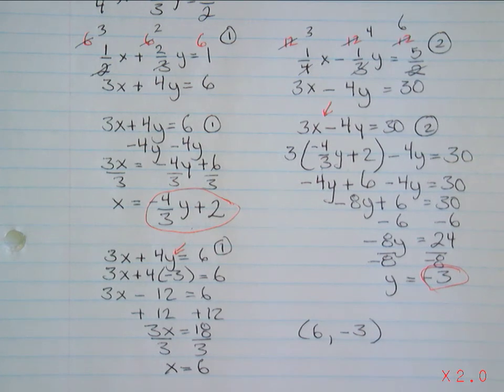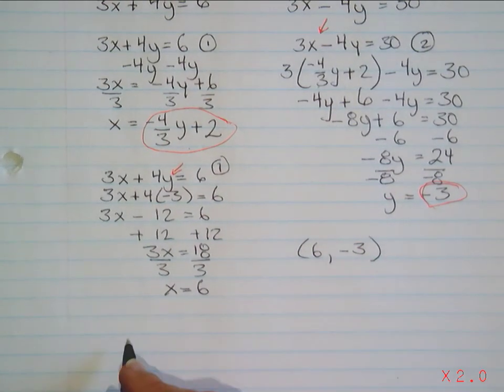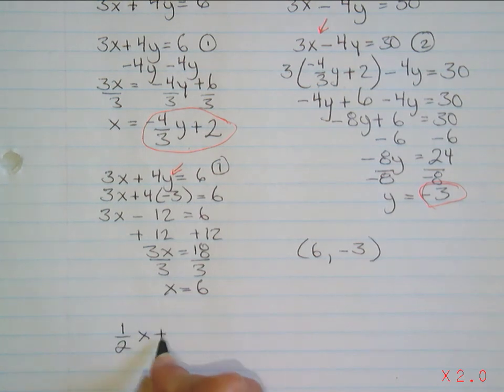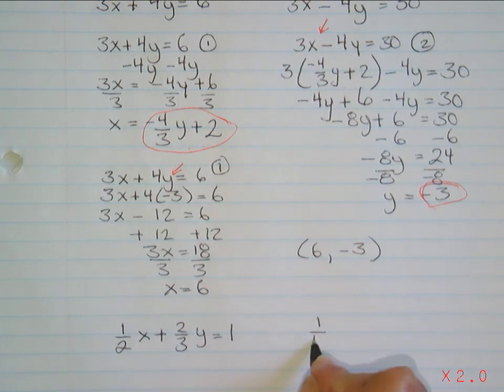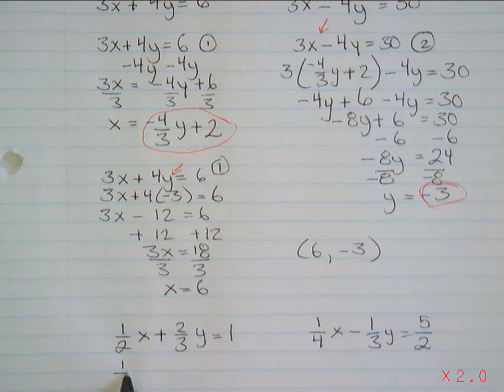Now you're going to have to go back to the very original equation. You cannot check this in your rearranged equations. You can't check them in the ones you cleaned up. If you do that and you made a mistake cleaning them up, then you will think you're right, but you won't be. So we're going to go 1/2 times 6 plus 2/3 times negative 3, and we're going to hope that we get 1. 2 goes into 6 3 times.